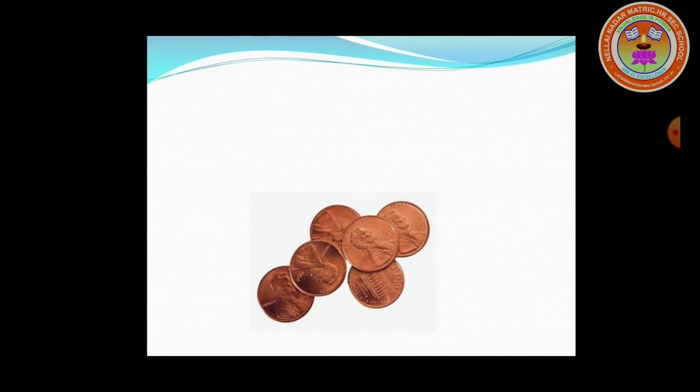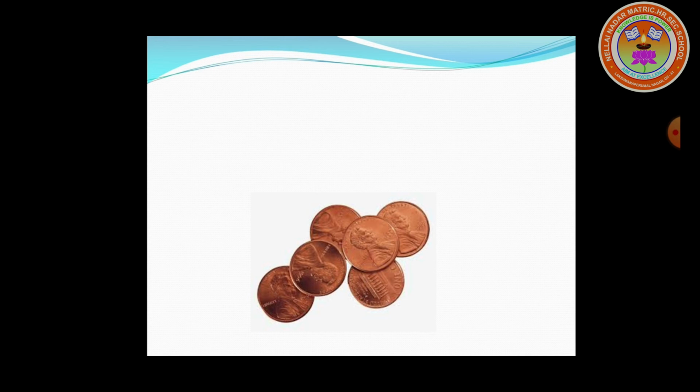Can you count the number of copper atoms in the coin? Copper atoms. Already you know what atoms are. Atoms are taken as very small particles. That is what is called atoms. Already you studied this in the 7th standard, I think. Okay. So can you count the number of copper atoms in a coin? No. It's very difficult to count the number of atoms because the atoms are not visible. Because they are very, very small particles.